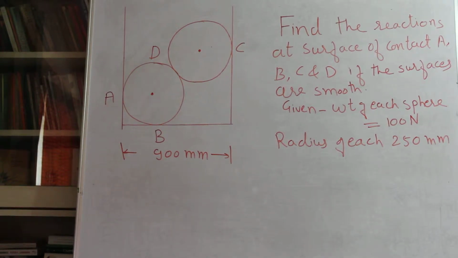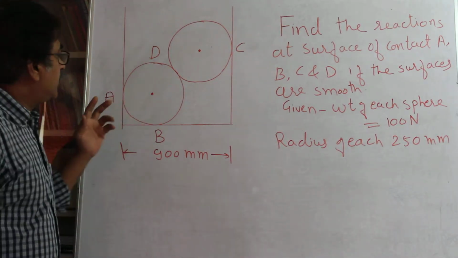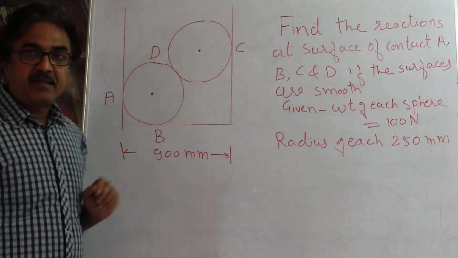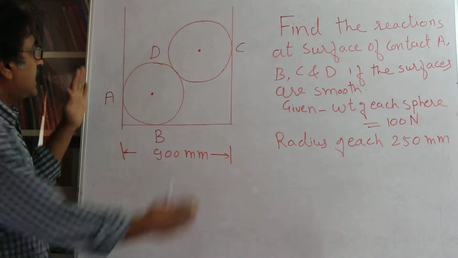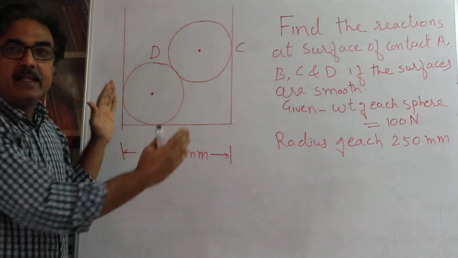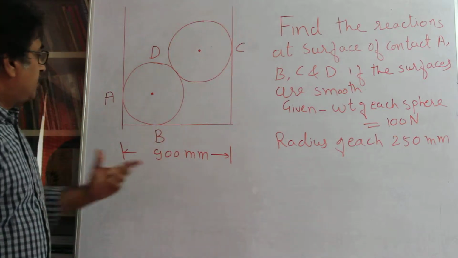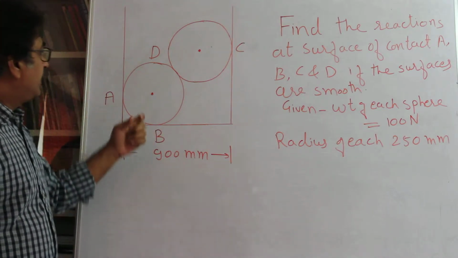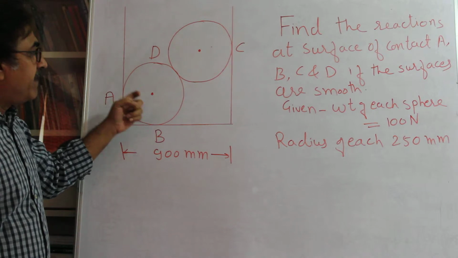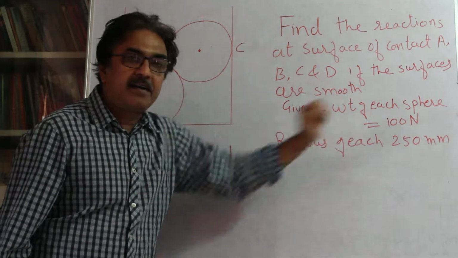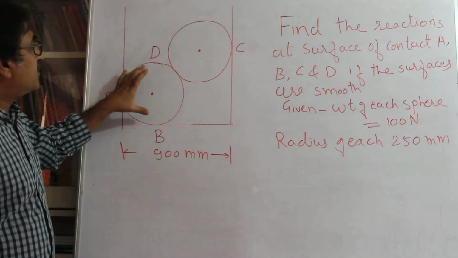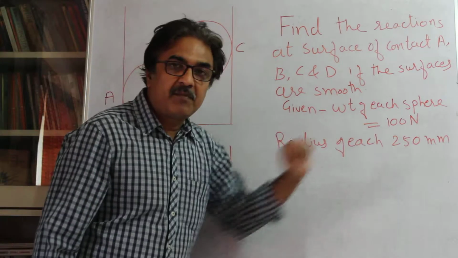Let us consider the next problem. What we are given here is there are two spheres. These two spheres are held in a channel. You are given the width of the channel. You are given the weight of each sphere, which is 100 newtons. The radius of each sphere is 250 mm.